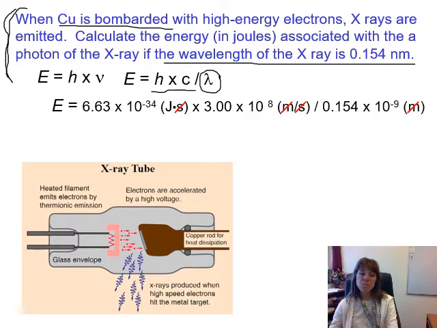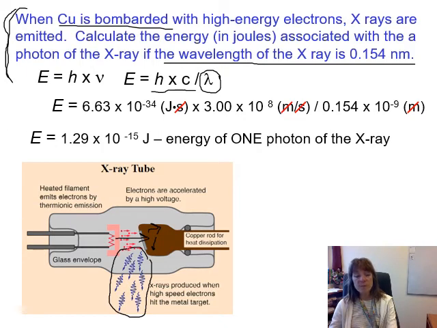And this was pretty interesting, is that those high energy electrons bombard a copper surface. And in so doing, they knock electrons around in this copper metal. And when those electrons fall back down, X-rays are emitted. And those can be used to do an X-ray on somebody's mouth, like if you're at the dentist or something like that.